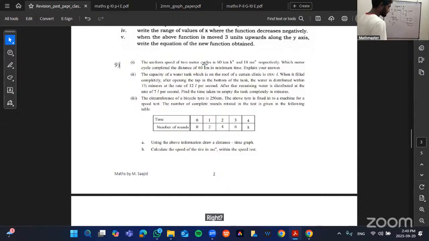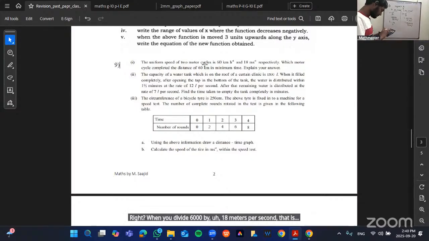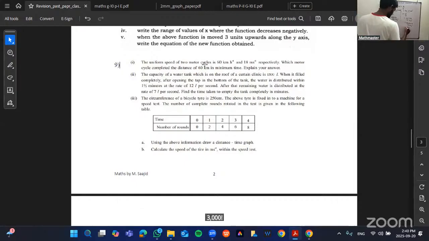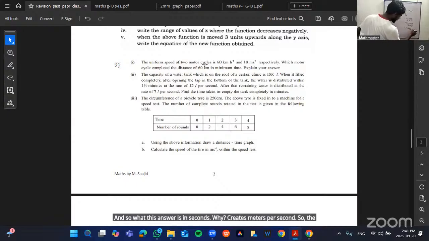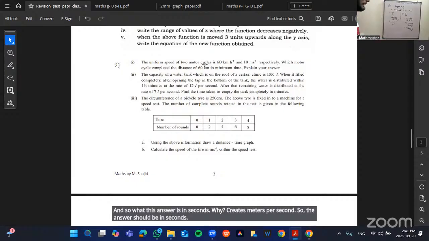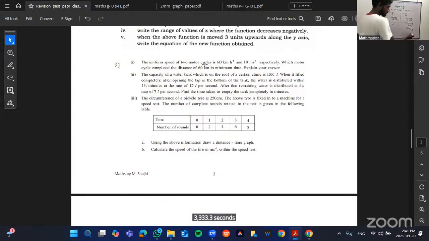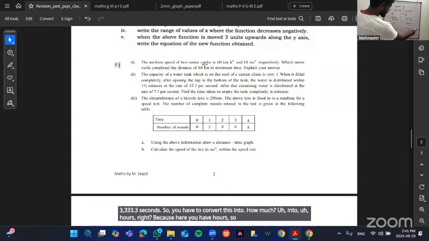We'll divide 60,000 by 18 meters per second. That is 3,333.3 seconds. So this answer is in seconds. Why? Here it's meters per second, so the answer should be in seconds. 3,333.3 seconds. So you have to convert this into hours, right? Because here you have hours. So here you can convert the seconds into hours.